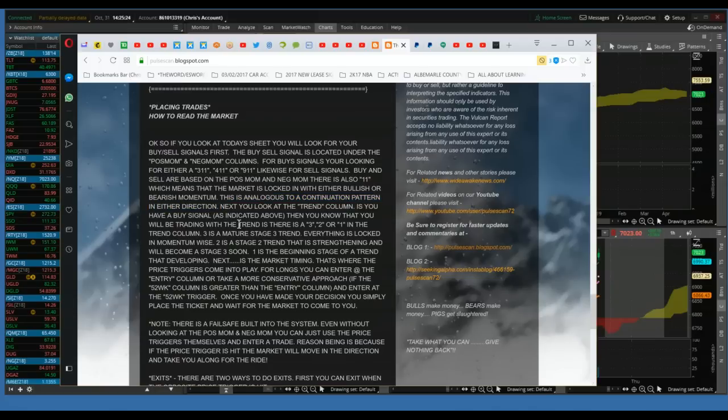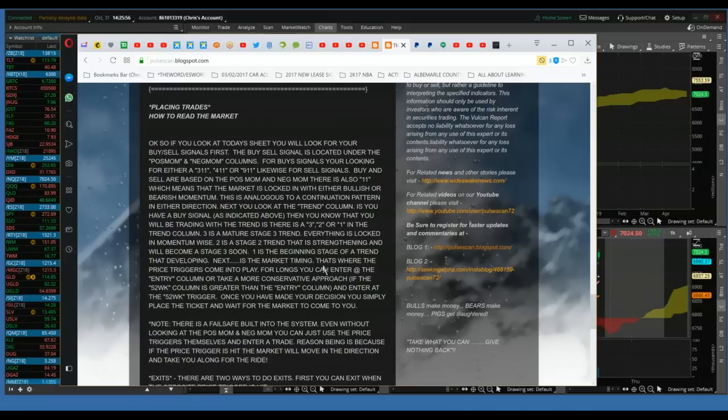Next, you'll look at the trend column. Where you have a buy signal as indicated above, then you know that you will be trading with the trend. If there is a 3, 2, or a 1 in the trend column, 3 is a mature stage 3 trend. Everything is locked in momentum wise. A 2 is a stage 2 trend that is strengthening and will become a stage 3 soon. A 1 is the beginning stage of a trend that's developing.